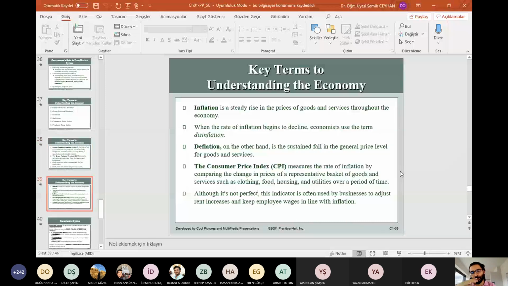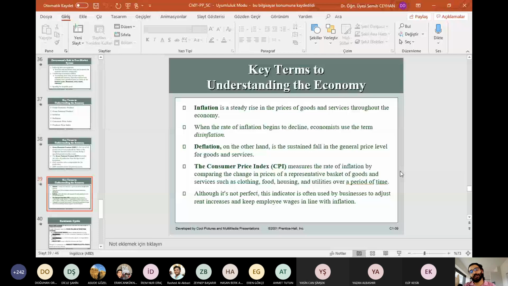Inflation is a rise in the prices of goods and services throughout the economy. It's a very big problem in Turkey today. We all actually are living that. Every year, every month, the prices are going up, but your income is at the same level. So it's a very big problem for the economy, rising inflation, and governments are trying to find ways to stop inflation.